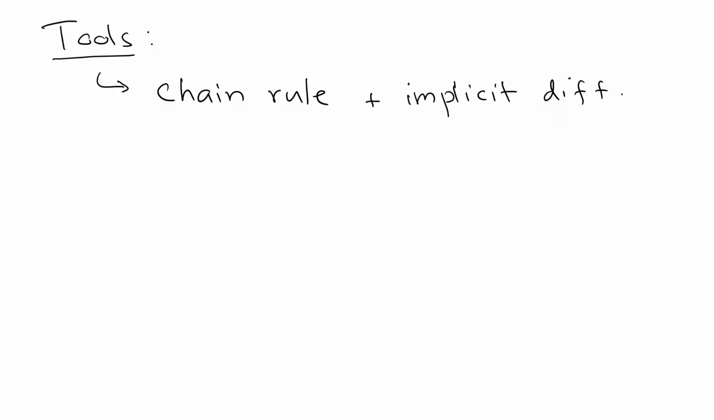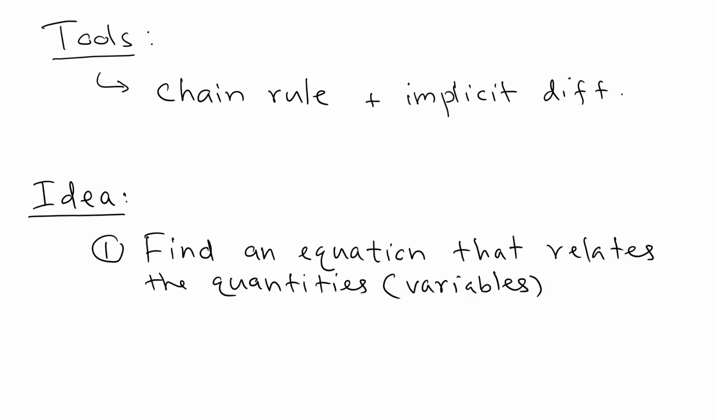So the main tools to study related rate problems are the chain rule and implicit differentiation. If you are not familiar with the chain rule and implicit differentiation, please make sure that you study those two first. Otherwise, these problems will be a little difficult. You can find the link in the description for those two topics. The idea is you first find an equation that relates the quantities. So that's the first step.